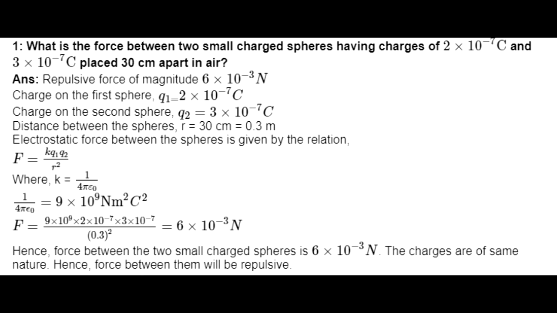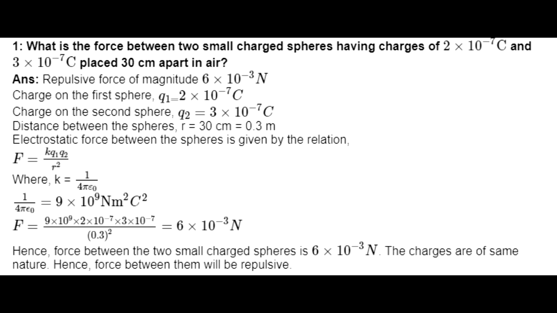Chapter 1, Electric Charges and Field. Exercise question 1. What is the force between two small charged spheres having charges of 2 × 10^-7 coulomb and 3 × 10^-7 coulomb placed 30 centimeter apart in air?